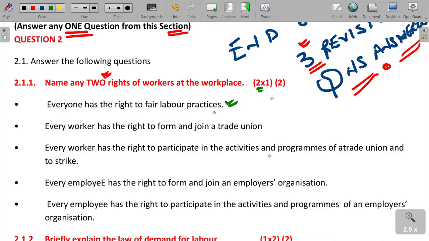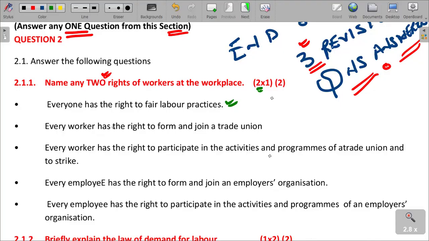By fair labor practices, we mean that when employees are at work, they are not supposed to be discriminated against, harassed or abused. Fair labor practice has to do with the safety of working conditions, with remuneration, and with the leave applicable to every employee.